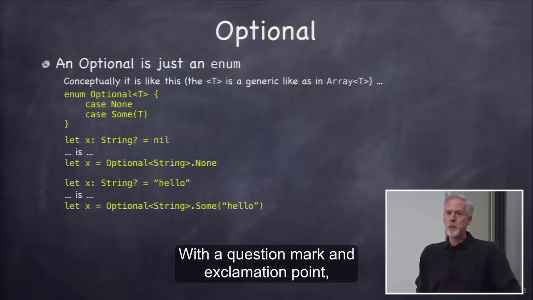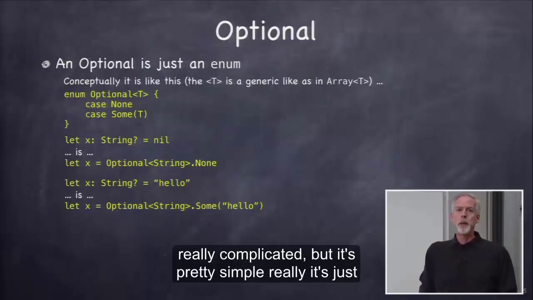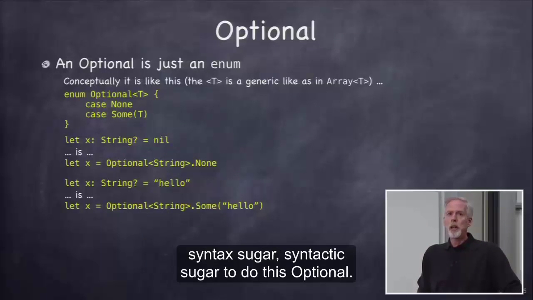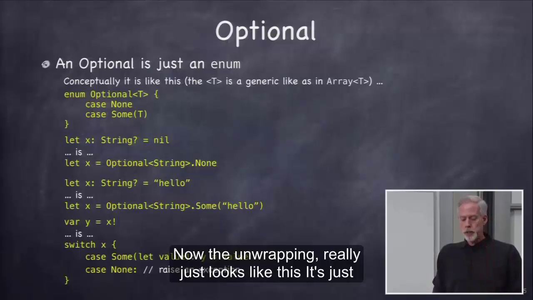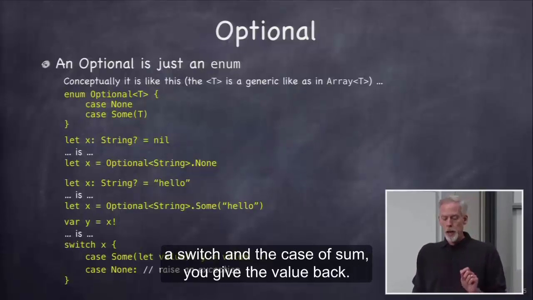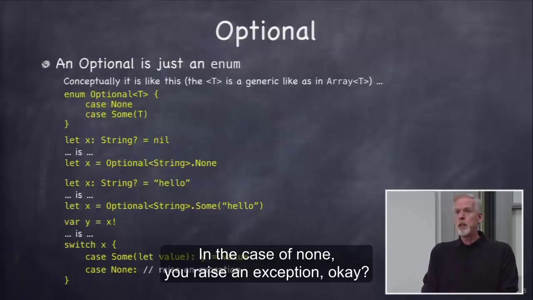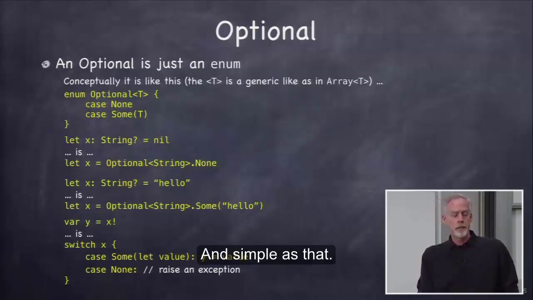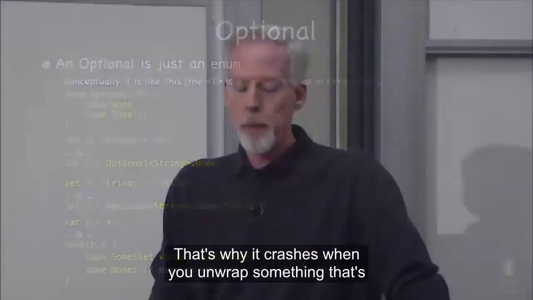The question mark and the exclamation point make it seem like, whoa, it's really complicated, but it's pretty simple, really. It's just syntactic sugar for this optional. Now, the unwrapping really just looks like this. It's just a switch. In the case of some, you give the value back. And in the case of none, you raise an exception. Simple as that. That's why it crashes when you unwrap something that's nil.